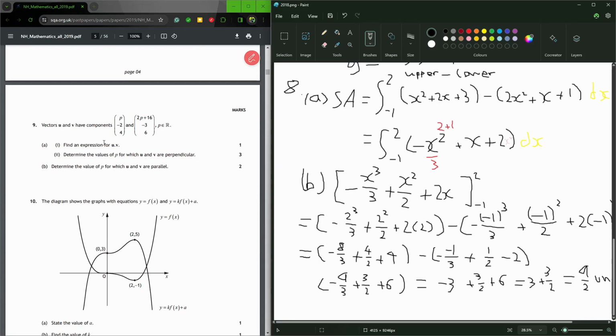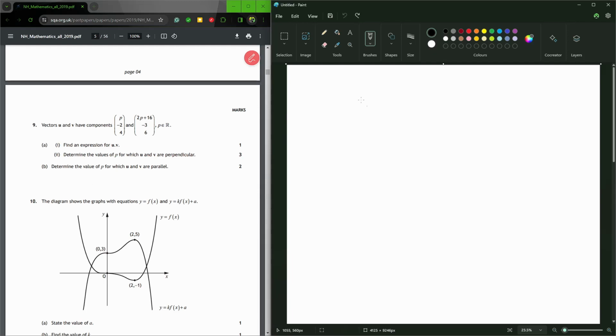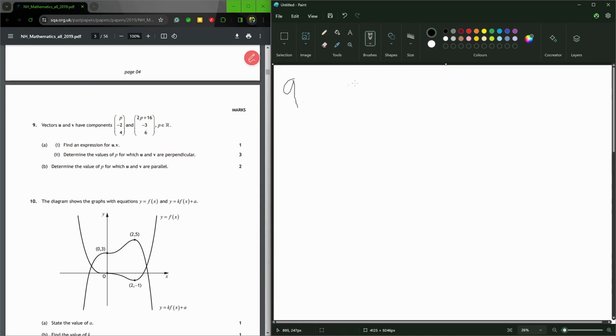We're moving on to vectors now. But firstly, I'm just going to have to create a new paint file. So, question 9. That's grade 9. We've got loads of bits to this question, and it's everyone's favorite subject, vectors. I don't like this. We'll go back to pickles.